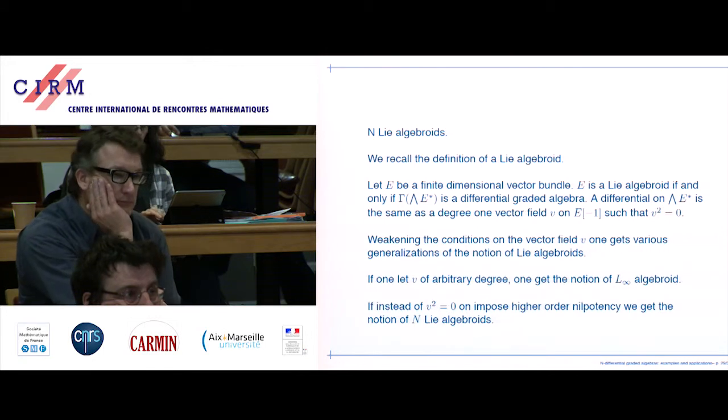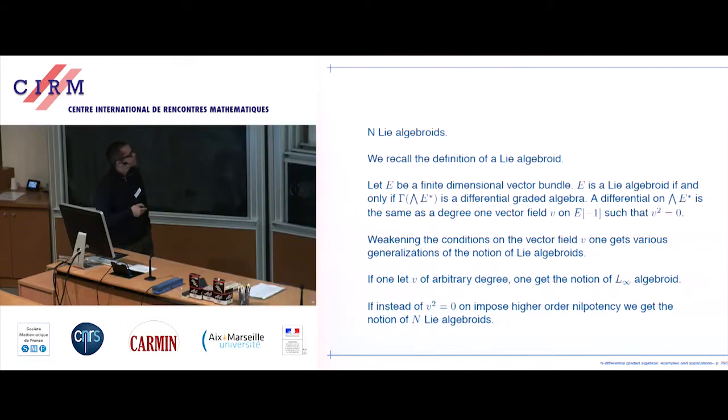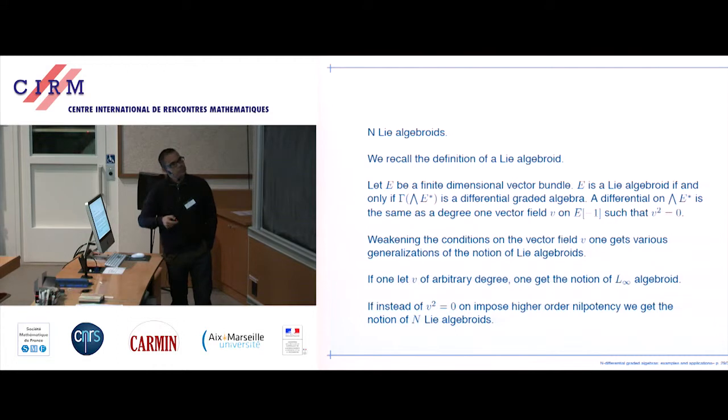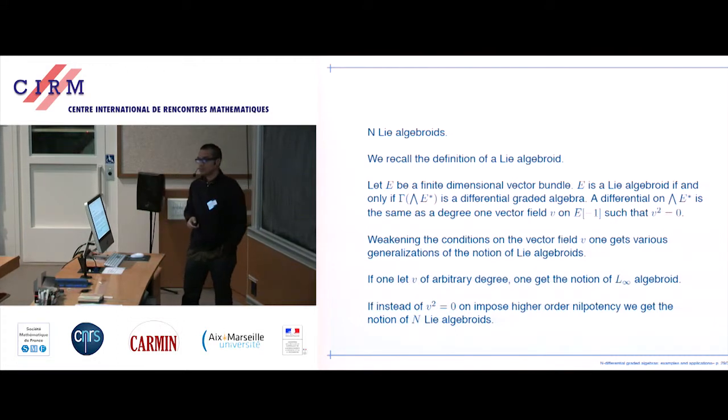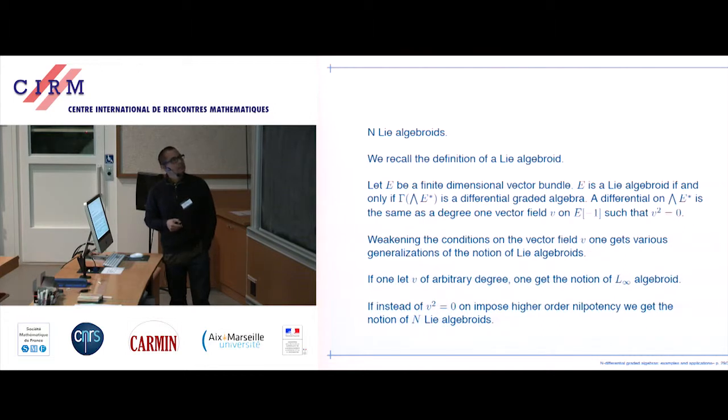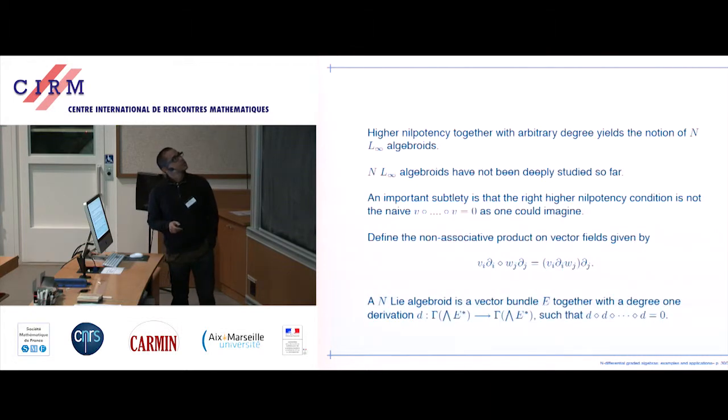With this definition, it's very clear how to proceed to generalize things. There are two generalizations. One is, if instead of choosing degree 1, your vector field can be decomposed as a sum of components in arbitrary degree, then you get what is called an L-infinity algebroid. And if, instead of choosing b squared equal to 0, you impose a higher nilpotency identity, then you get an N-Lie algebroid. And here an important subtlety appears.